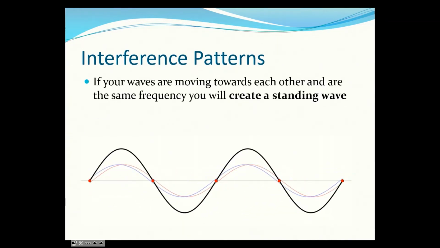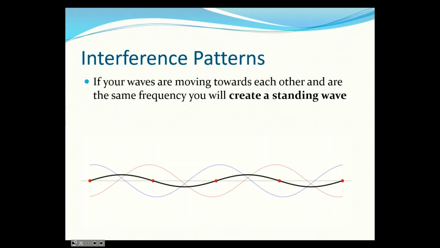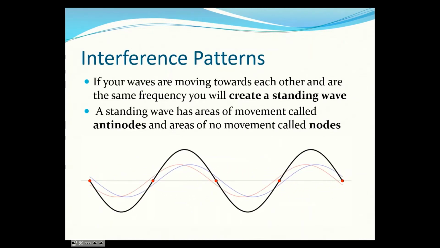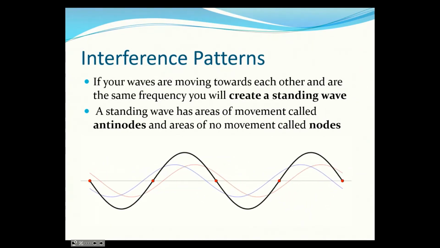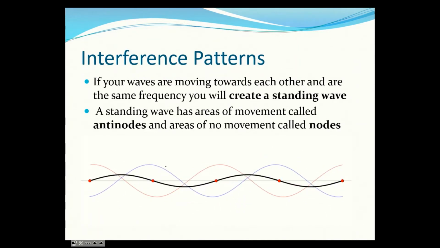So if your waves are moving towards each other and are the same frequency, you will create a standing wave. So a standing wave has areas of movement called nodes and areas of no movement called antinodes. This is much better if I do this in person, but this is all we have right now.